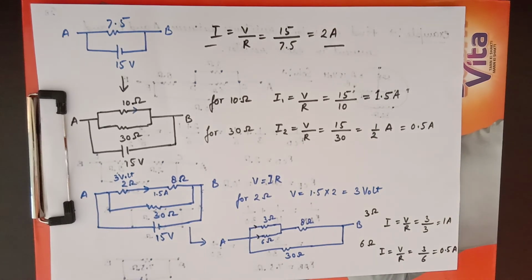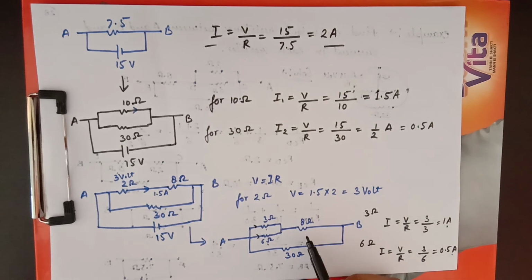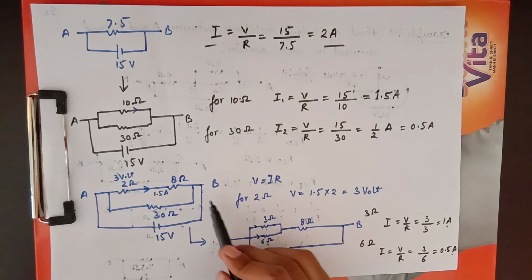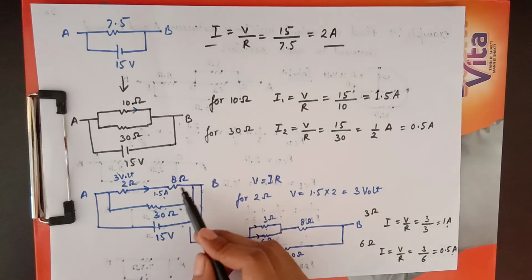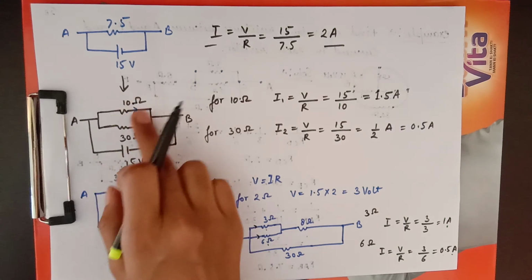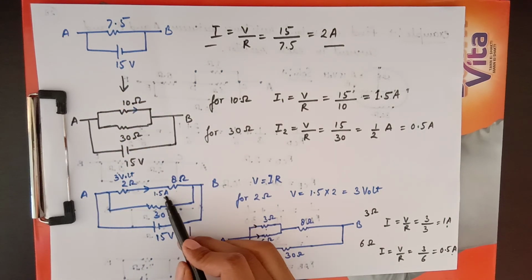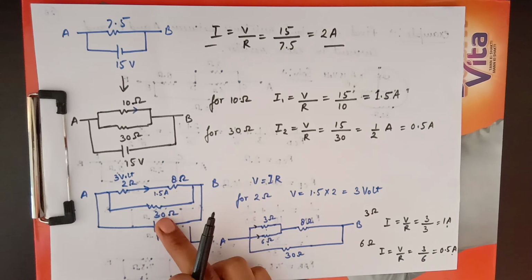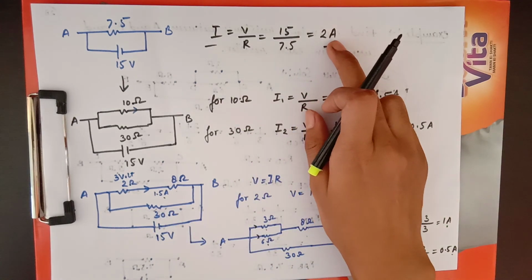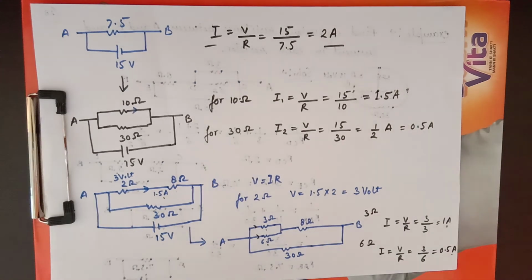So now we have calculated the current for each resistor. For 3 ohm the current is 1 ampere, for 6 ohm it is 0.5 ampere, and for 8 ohm it is 1.5 ampere, as these two constitute the 10 ohm resistor. So for 8 ohm it is 1.5 ampere, and for 30 ohm it is 0.5 ampere.